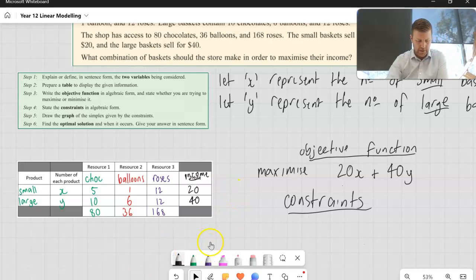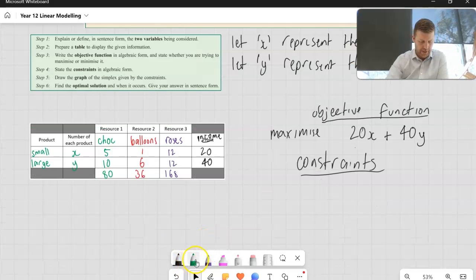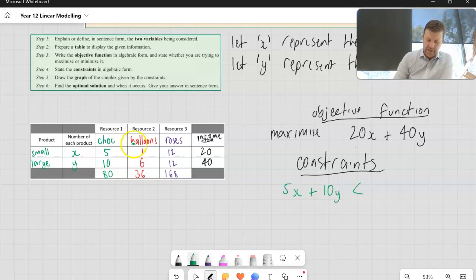I'll try and color code these, so the first constraint here will be in green, and it is representing the constraint for the chocolates. So 5x plus 10y must be less than or equal to 80. So the number of chocolates in however many small baskets plus the number of chocolates in however many large baskets they make must not exceed 80, because they only have 80 chocolates.